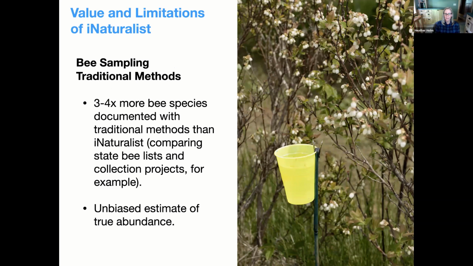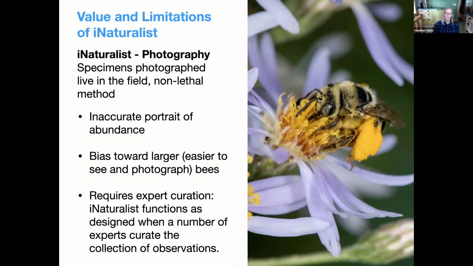Sam also identified that he compared some of those state collection projects with state bee lists from traditional sampling methods. And traditional sampling methods are still having 3 to 4 times more bee species than what is showing up on iNaturalist. So this is the limitation of doing bee photography, is unless our photography skills improve or we find different ways to identify, we won't be able to collect all the bee species. And this, of course, is the best scientific method, an unbiased estimate of true abundance.